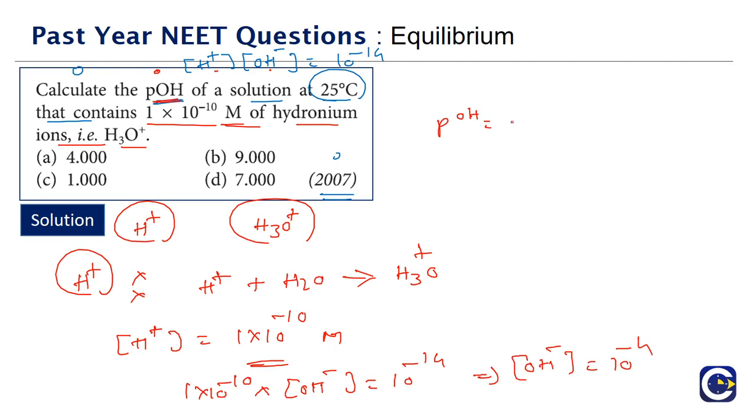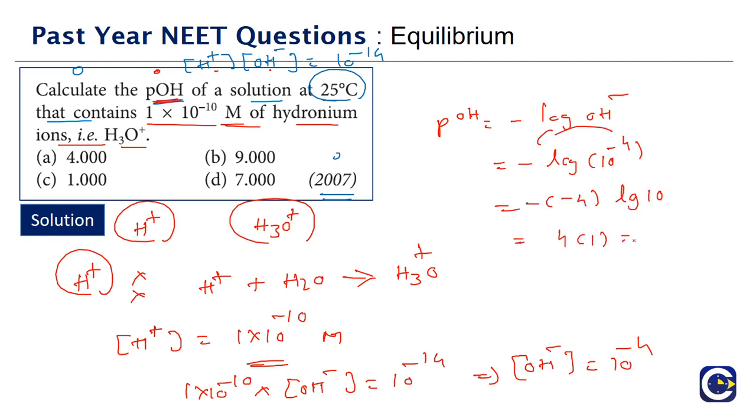Which means pOH. What is pOH? Minus log of OH minus concentration, minus log of 10 to the power of minus 4. So it will come forward, minus of minus 4 into log 10. What is log 10? 1. So minus into minus is plus. So pOH value will be equal to 4. And accordingly pH value will be equal to 10. So we are looking for pOH value here. What is the pOH value? It is option A, 4.